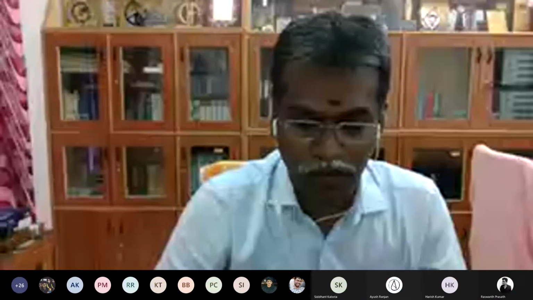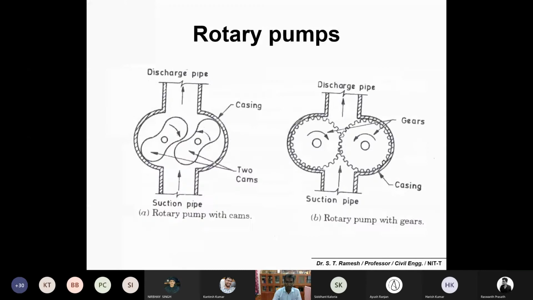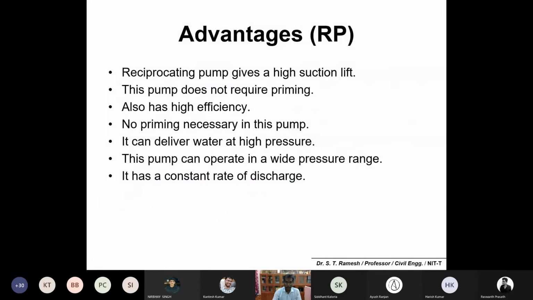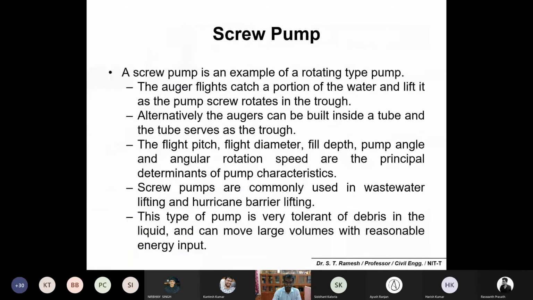Okay, good morning, all of you. We have started discussing the different types of pumps used in water pumping or distribution systems. So we have started looking into number one, a centrifugal pump, number two, reciprocating pump. Third one, I guess you have rotary pumps, and fourth one is about screw pumps.